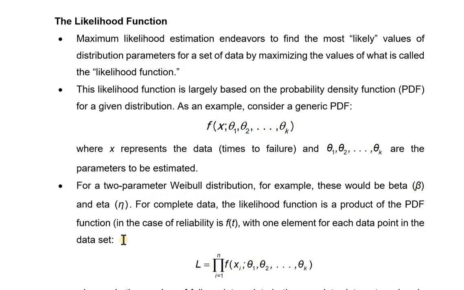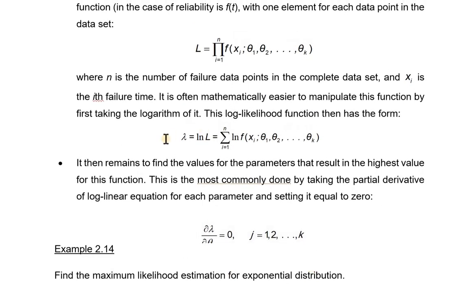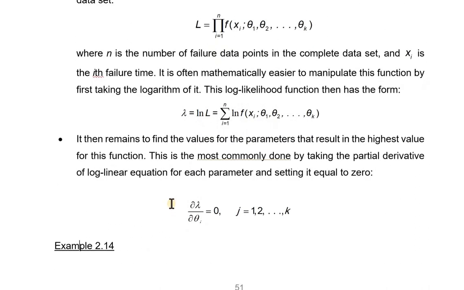Next step, we have to construct the likelihood function, which is the product of the PDF function from the first step. So this is basically the multiplication of the PDFs. Then from that product function, we take the ln of the function, and the last step is to take the derivative of this ln function in order to get the estimation of the particular parameter.